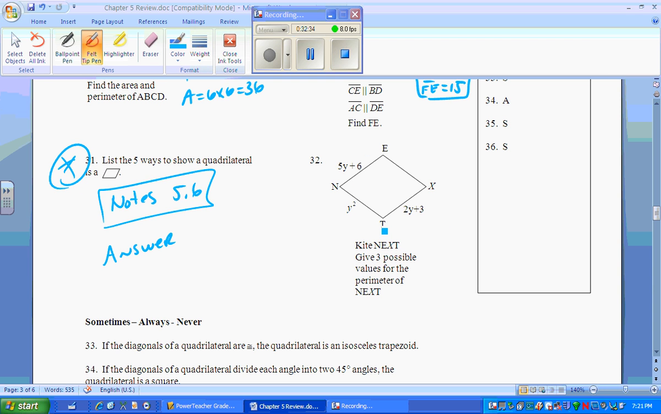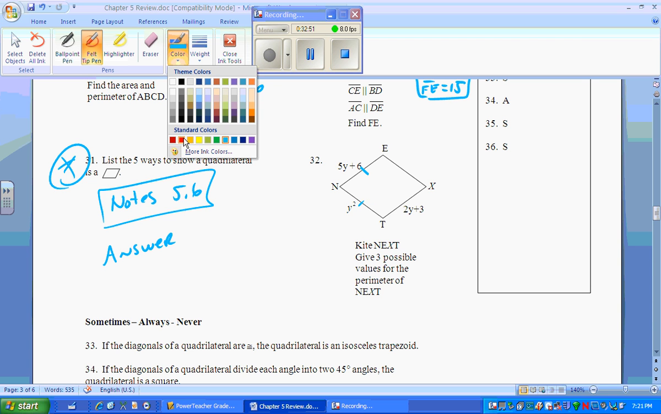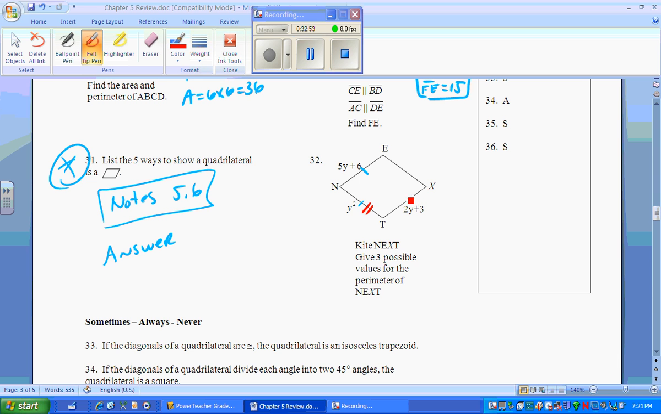32, next is a kite. Give the 3 possible values for the perimeter. You don't know which sides are congruent to each other, so you have to guess. You have to make a figure to figure out that maybe these two are the two that are congruent, or let me change colors here. Maybe it's these two that are congruent. We don't know. We'll have to figure that out.